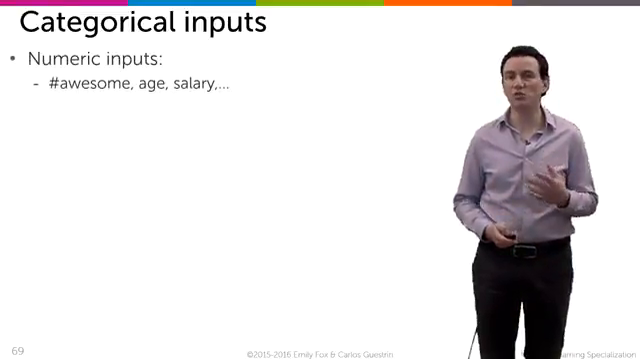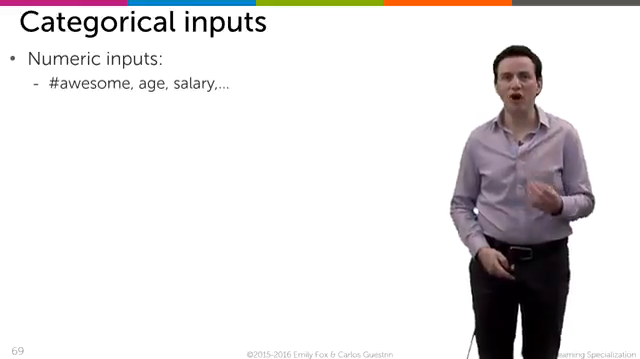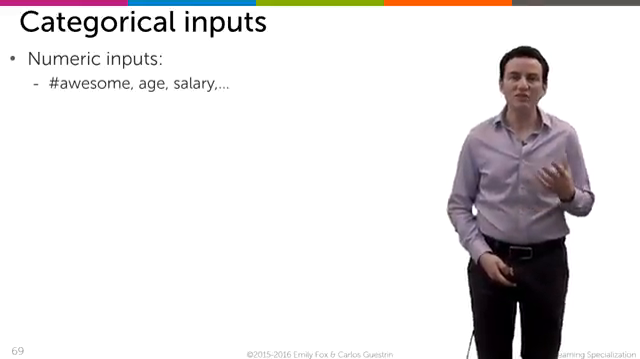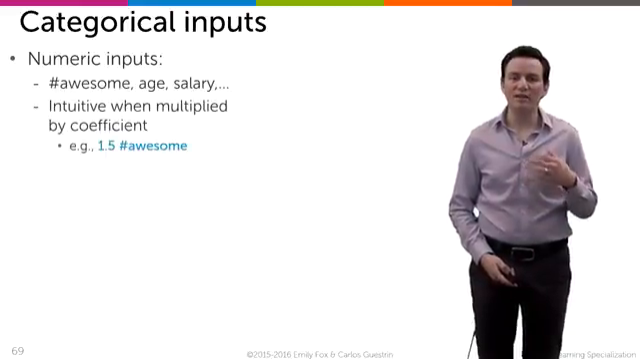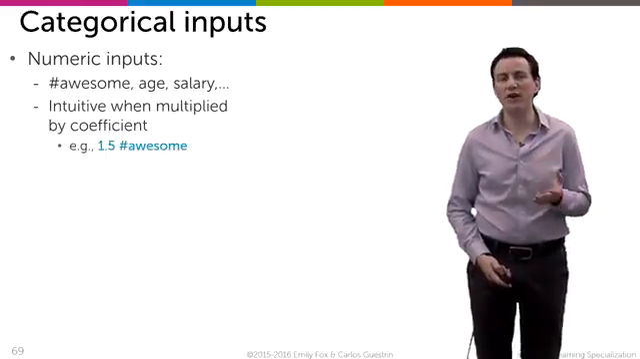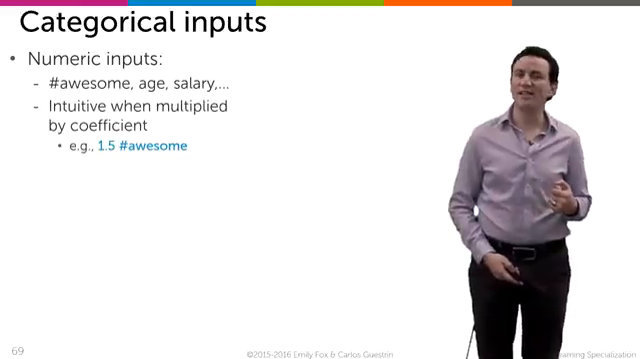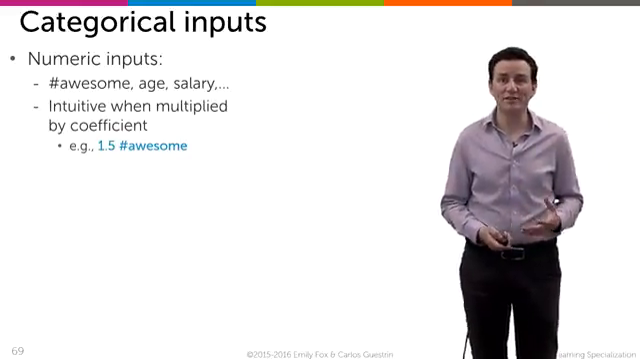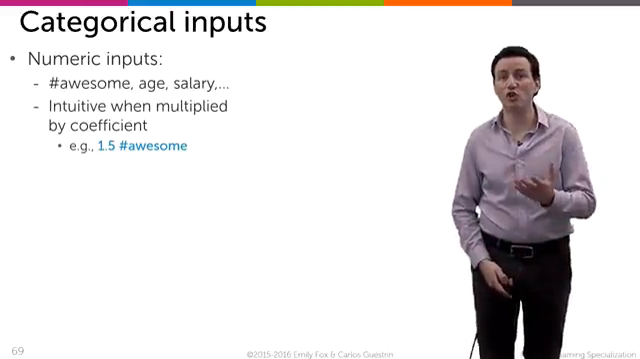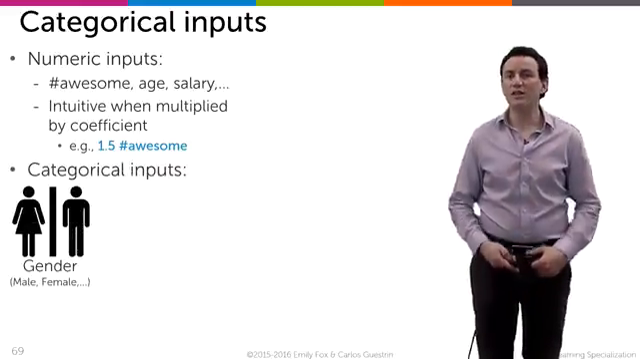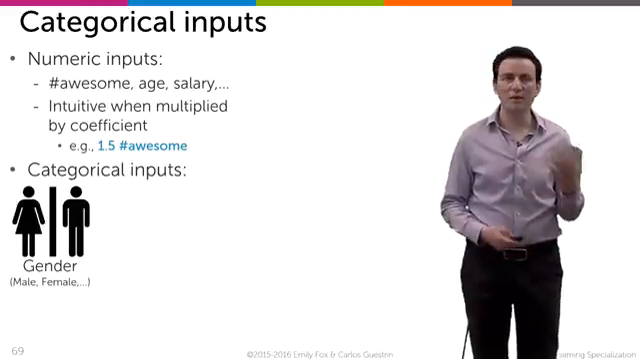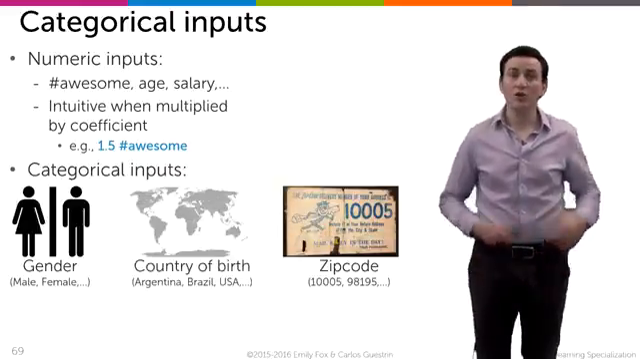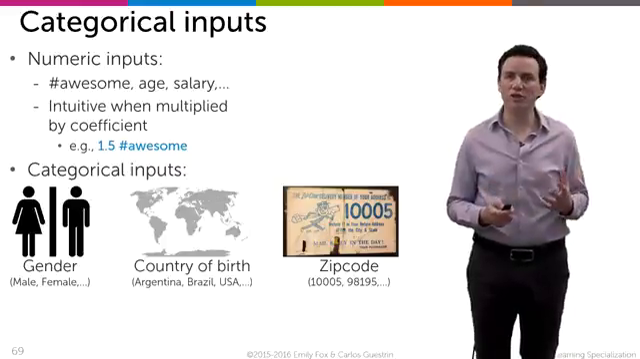If our inputs X were numeric values, like the number of awesomes, somebody's age, somebody's salary, it's kind of natural to multiply that by a particular coefficient. So 1.5 times number of awesomes makes sense, or 17 times your salary kind of makes sense as a numeric value in that score function. However, if you use categorical inputs like male, female, the country of birth, or the postal code, which in the US is called a zip code.